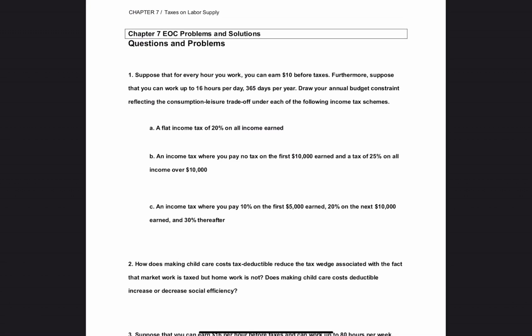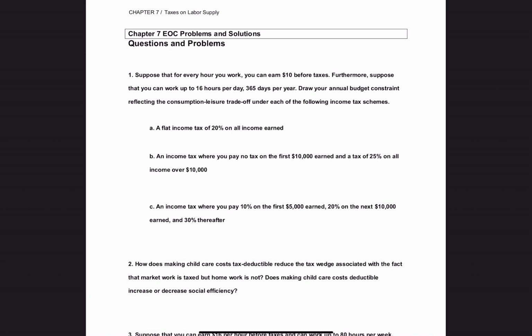So, welcome everybody to problem set number 6, which will deal with the topic of taxes on labor supply. In exercise number 1, we are given the following. Suppose that for every hour you work, you can earn $10 before taxes. Furthermore, suppose that you can work up to 16 hours per day and 365 days per year.